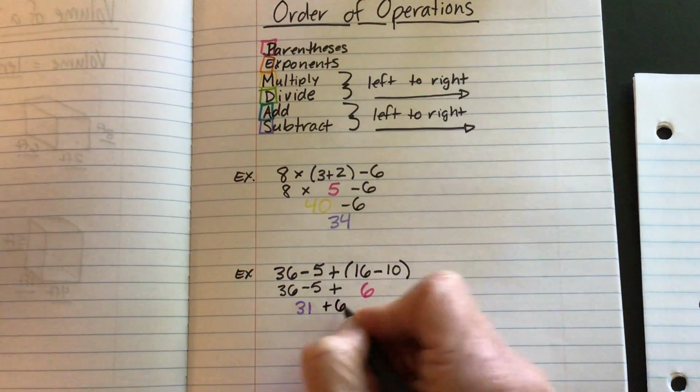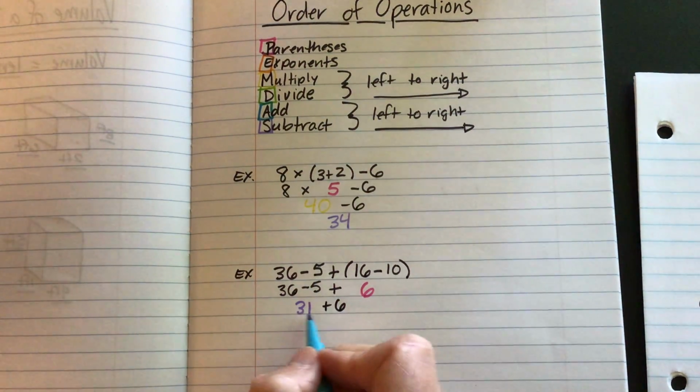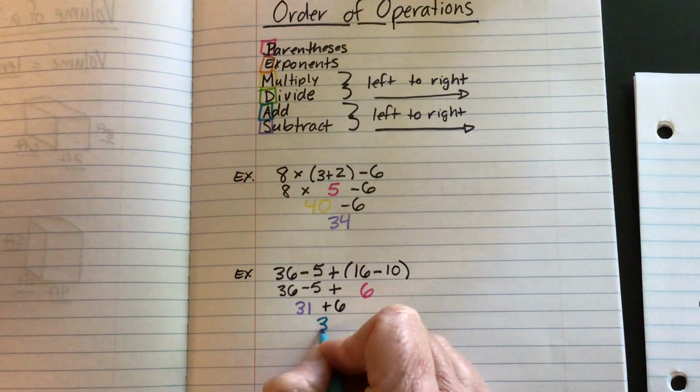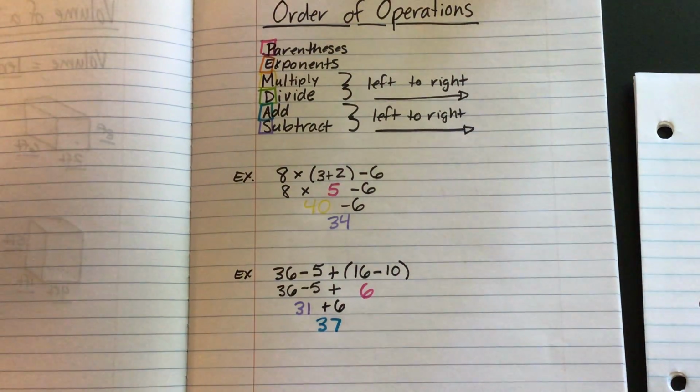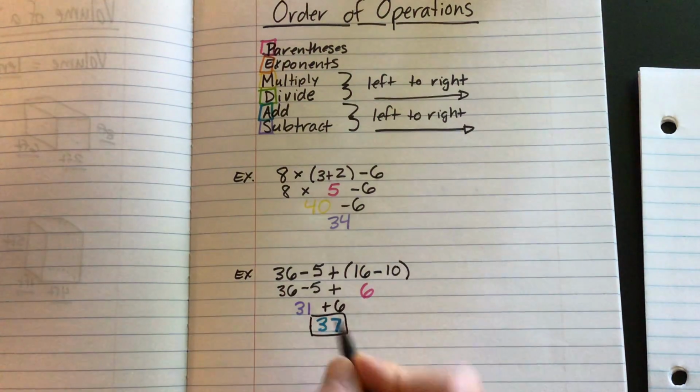31 plus 6. Now we can do our addition. 31 plus 6 is 37. That is the solution. Okay?